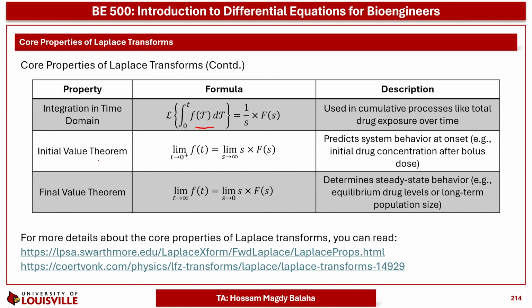Also, we have initial value theorem and final value theorem. If you have a limit of f of t as t tends to 0, so the corresponding Laplace transform will be s multiplied by f of s, and substitute for every s by infinity. And the opposite, final value theorem, a function f of t as t tends to infinity, so the corresponding Laplace will be s multiplied by f of s, and s will be 0. So 0 will be infinity, and infinity will be 0.